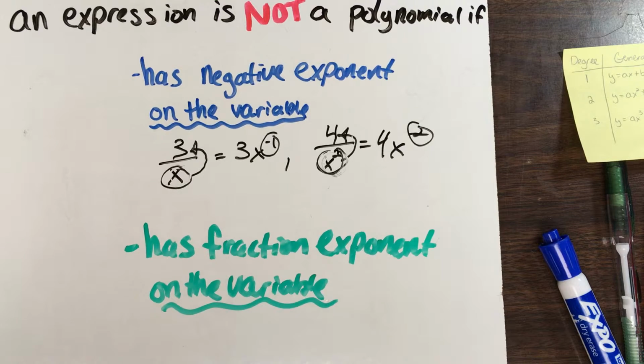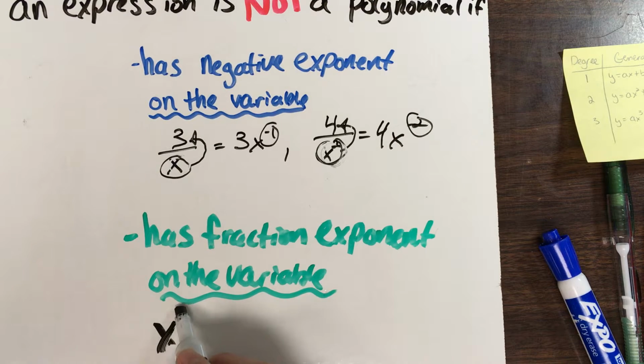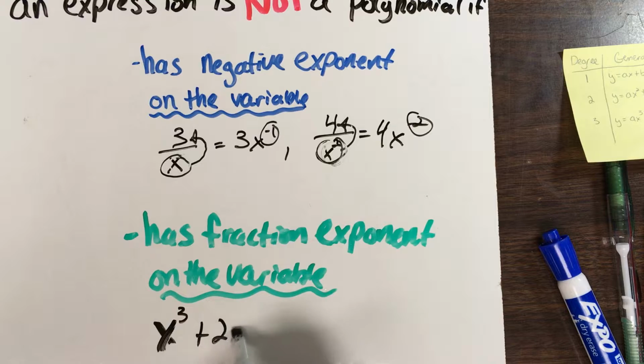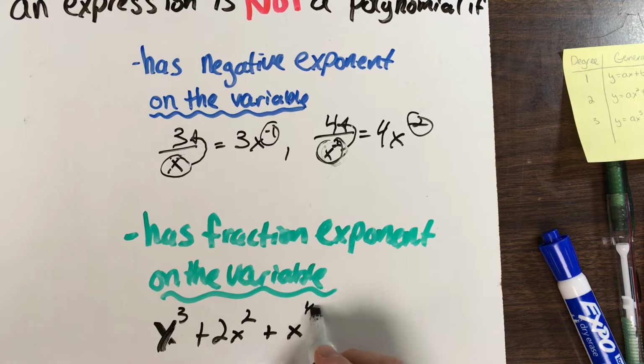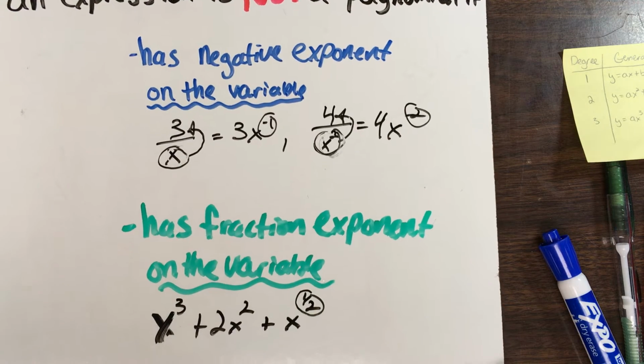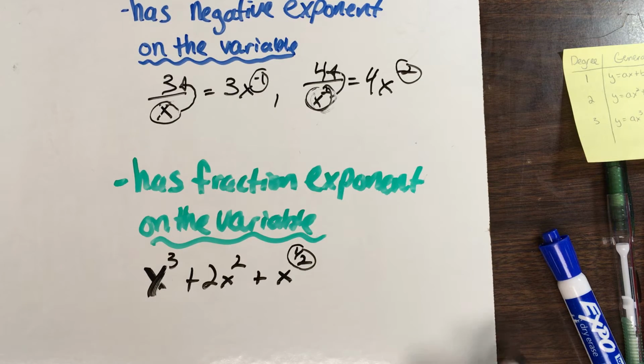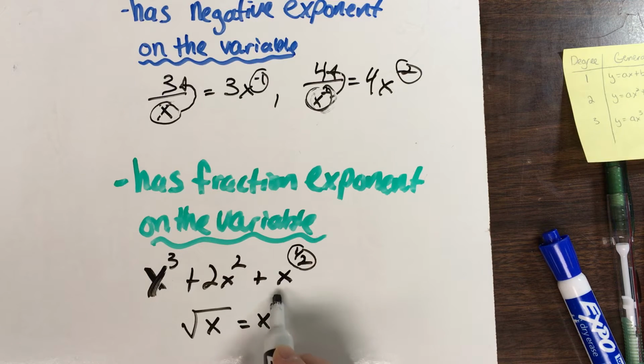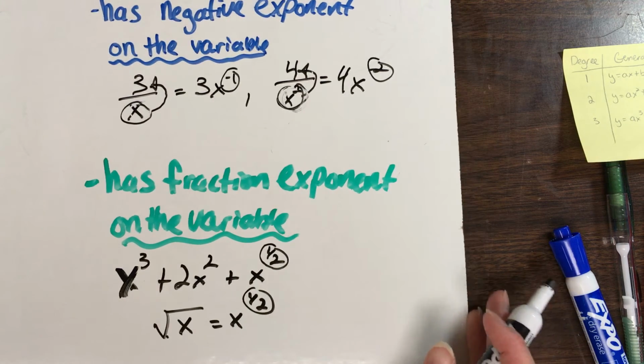The other thing is, an expression is not a polynomial if the variable has a fraction exponent. So if you see something written like this, x cubed, that's fine, plus 2x squared, that's fine, plus x to the power of 1/2, that's not fine. Fraction exponents cannot be had. Sometimes fraction exponents can be hidden. For example, if you see something like square root of x, that means the same thing as x to the power of 1/2. So a root means fraction exponent, so be very careful with that.